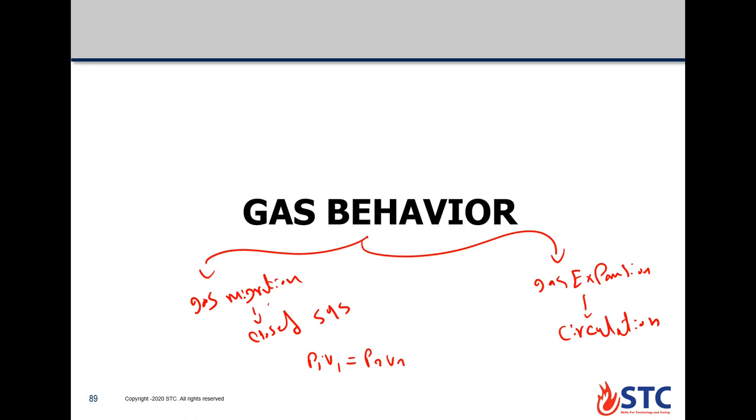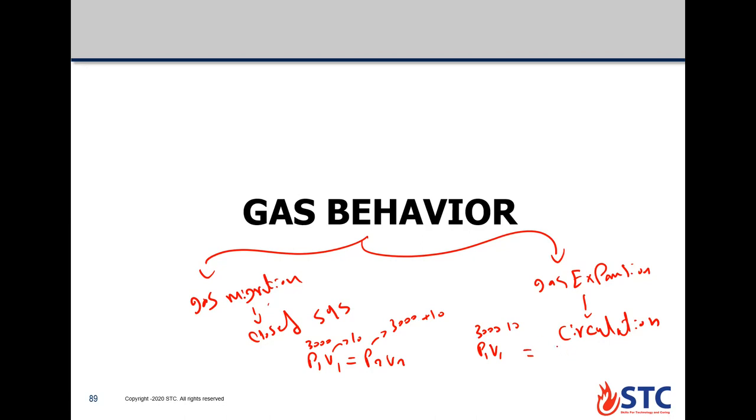So once the influx enters the well, it has the same formation pressure, let's say 3000 PSI, and its volume is, let's say, 10 barrels. With time, you're going to find you have the same pressure, 3000 PSI, and the same volume, 10 barrels. But for gas expansion, you allow the gas to expand, so its volume increases.